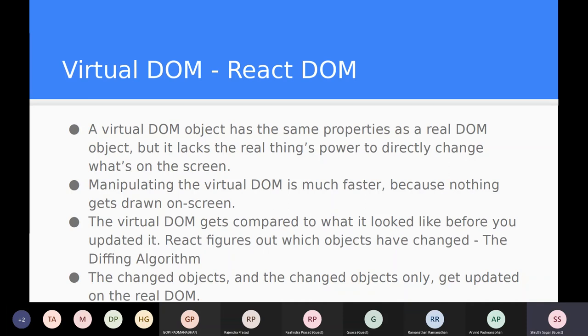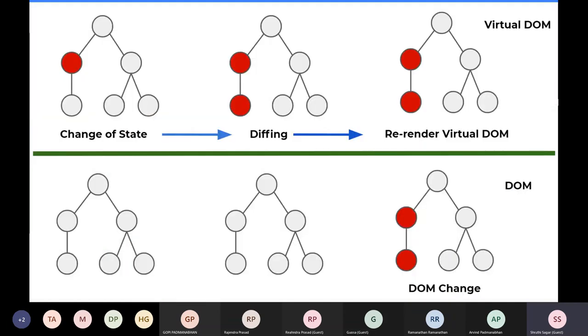Now the virtual DOM is compared with the real DOM when data is updated, using an algorithm called the diffing algorithm. When we get the result from the diffing algorithm, only the components that changed are recreated. So how that happens is like this: there is a state or data change, and the diffing algorithm checks what exactly is changed. So only those components are changed.